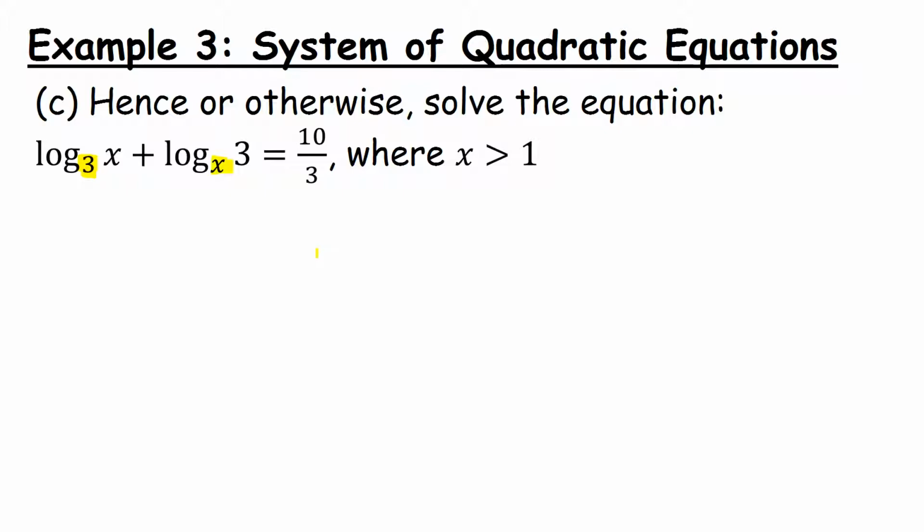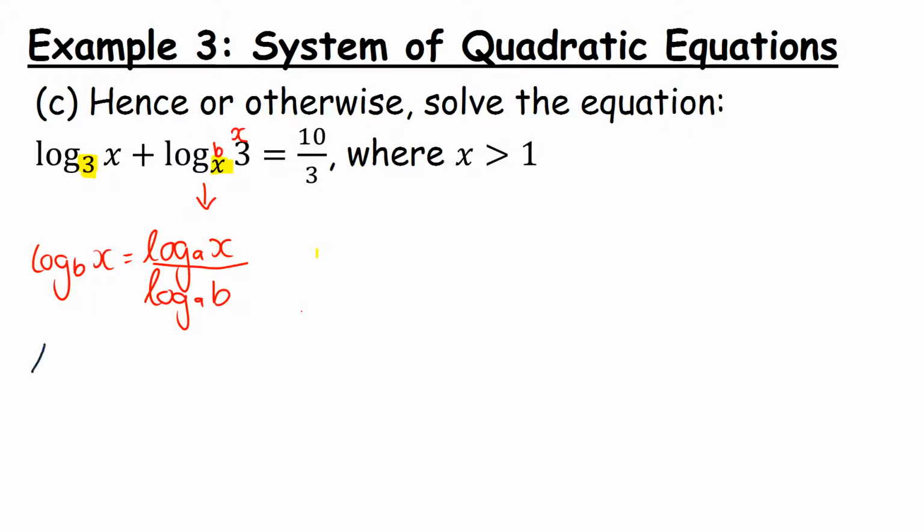So what we're going to do first is change one of these. Now, I'm going to change this one here, log to base x of 3, so that the base matches the first log, which is 3. So if you go to your log tables, the very last formula given on the right hand side is log to base b of x is equal to log base a of x over log base a of b. So in the log that we have, this is our b and this is our x.